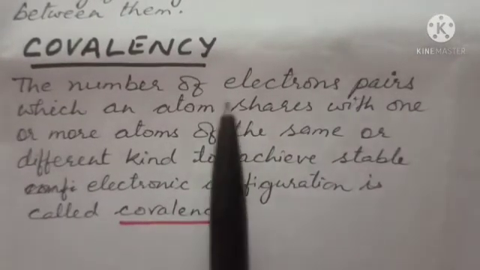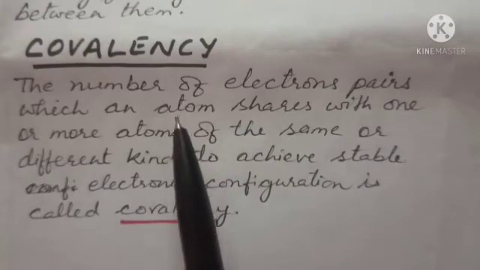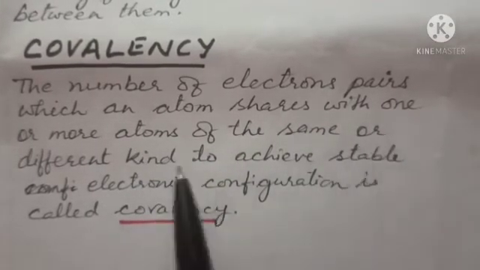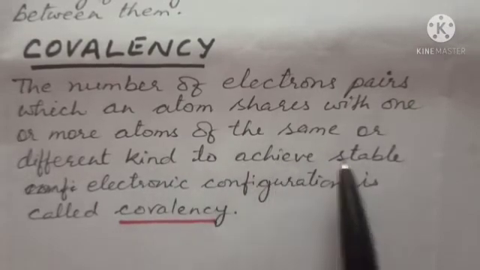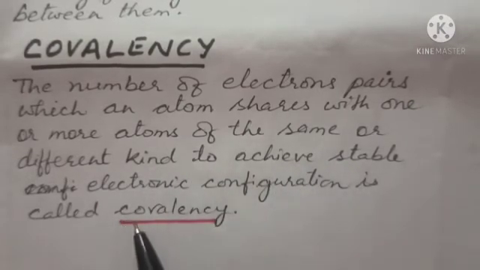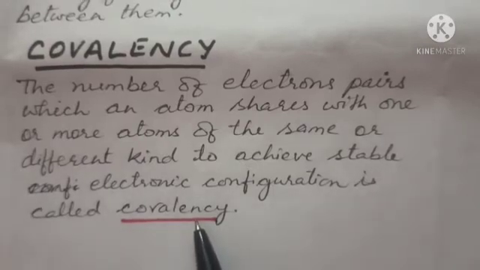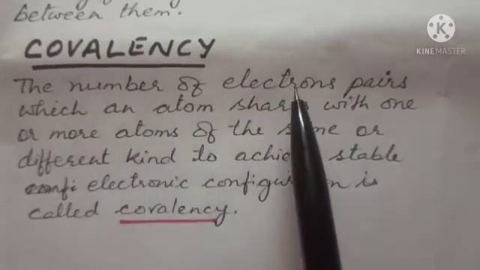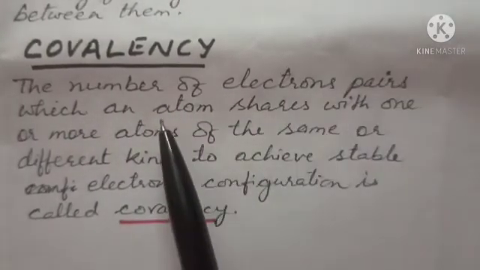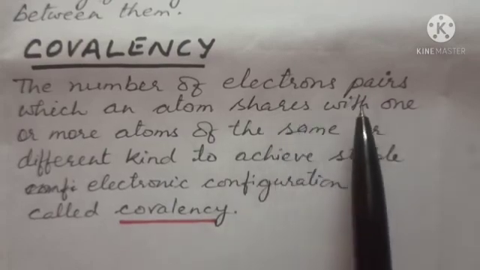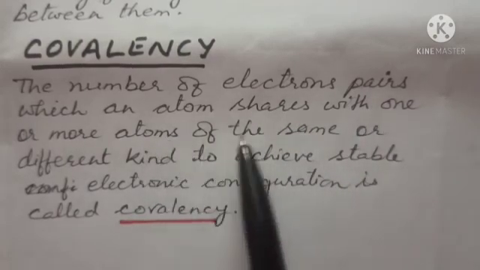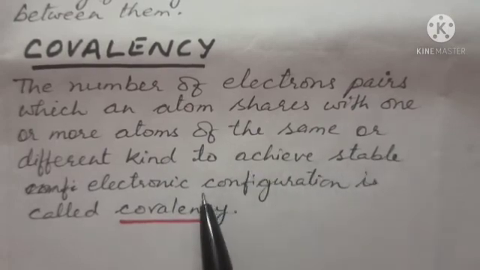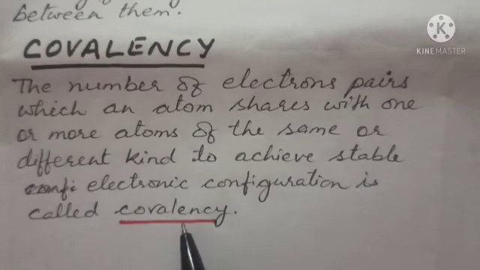Next is covalency. What is covalency? The number of electron pairs which an atom shares with one or more atoms of the same or different kind to achieve stable electronic configuration is called what? Covalency. What are you saying? What is covalency? The number of electron pairs which an atom shares with one or more atoms of the same or different kind to achieve stable electronic configuration is called covalency.